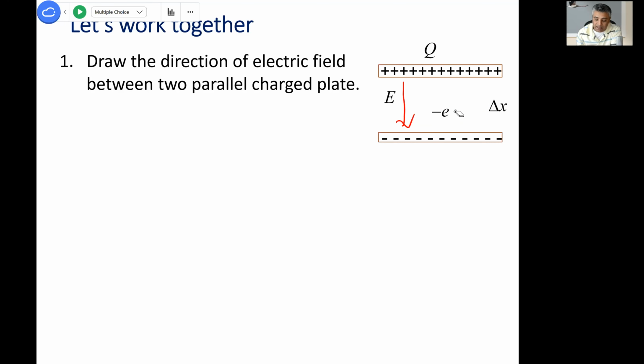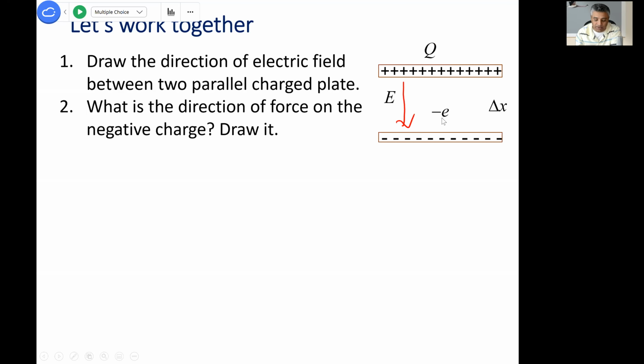So that's what I'm drawing here. Draw the direction of electric field between two parallel plate charges. Now, what is the direction of force on the negative charge? Force depends on both charges. Force comes from both charges, not just the source charge, okay? Can you draw the force on the negative charge here? Please go ahead and draw it, okay? Did you draw it?